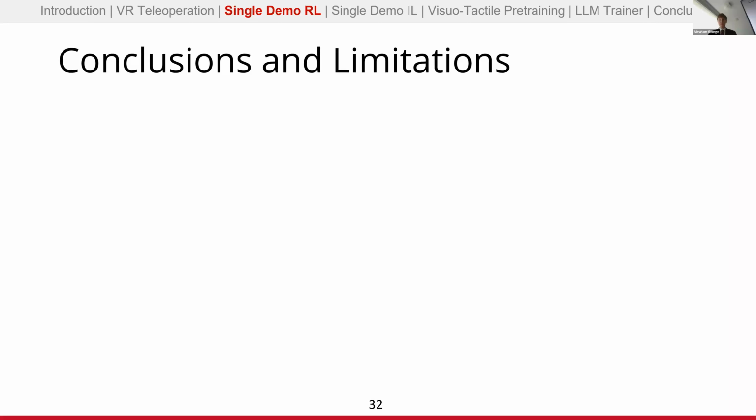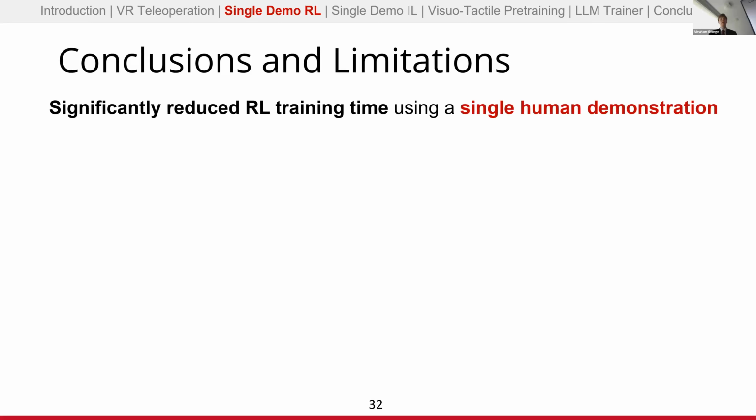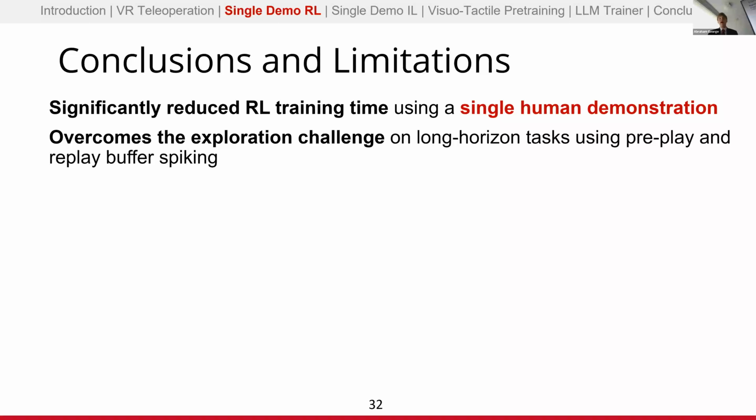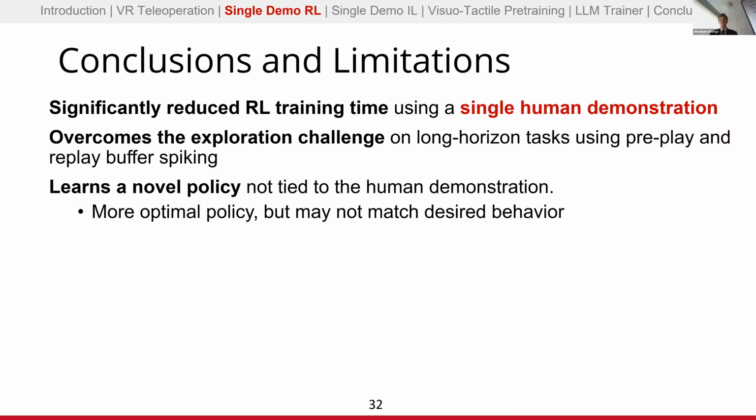So, conclusions. Overall, our method significantly reduced RL training time using a single human demonstration. It did this by overcoming the exploration challenge on long horizon tasks, and it can do this either by using preplay or replay buffer spiking, or both. Our policy learns a more novel policy not tied to the human demonstration, so we can learn the more optimal solution for the task while still gaining the benefits of the single human demonstration.